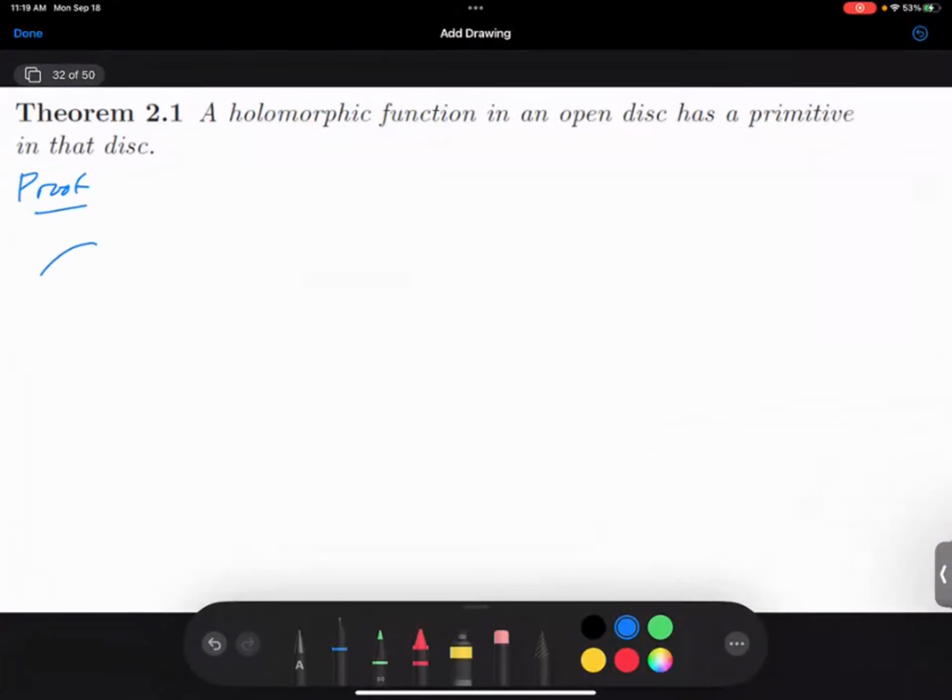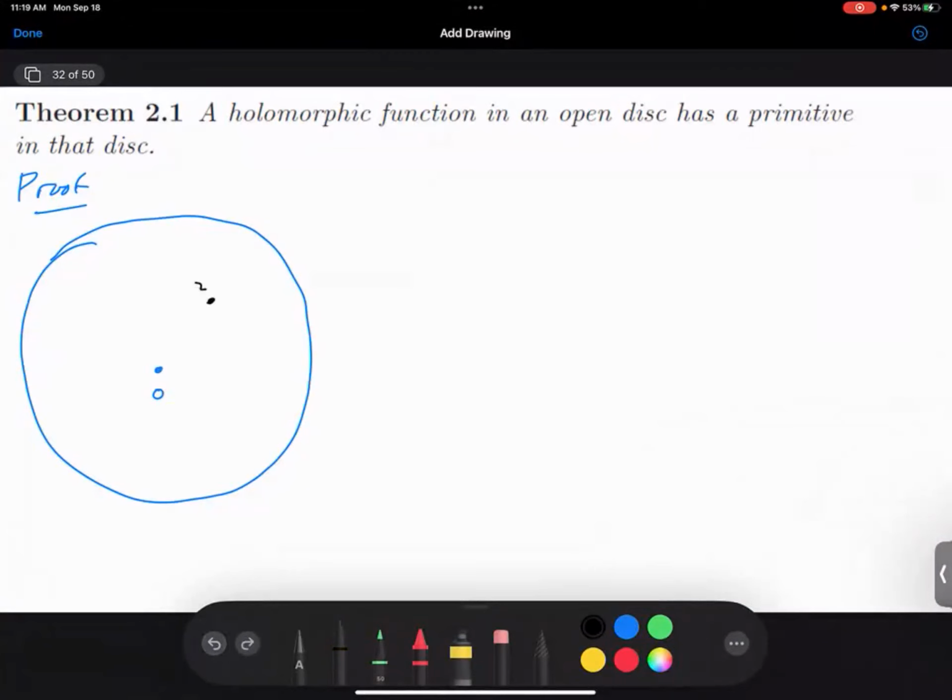So here is my open disk. Here's the origin. And then let's take some point here, z. What I'm going to do is basically use the Manhattan metric. I'm going to go east and then north to get to my point. So I'm always going to take that as my path.